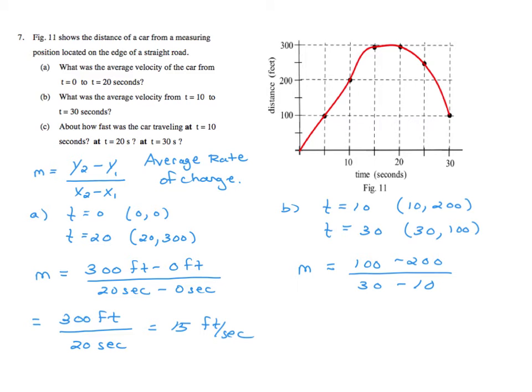So in the top, we get negative 100. In the denominator, we get positive 20. And then 20 goes into 100 5 times, but it'll be negative 5 feet per second. So this would be the average velocity over the interval from 10 to 30 seconds. It makes sense that the answer is negative because this is a decreasing line between these 2 points.